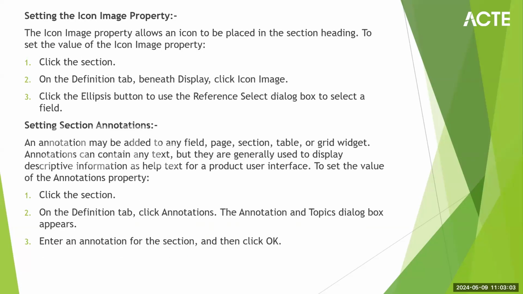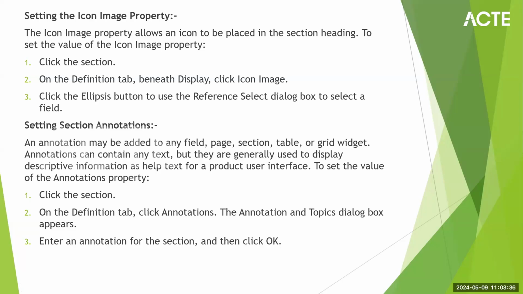Icon image property. The icon image property allows an icon to be placed in the section heading. In any section you created, if you wanted to add an image, like a document icon or image icon, to display on the UI, here is how you set it. Click on the section, on the definition tab, beneath display, click icon image, click the button. If it's already there in your local, you can map it.